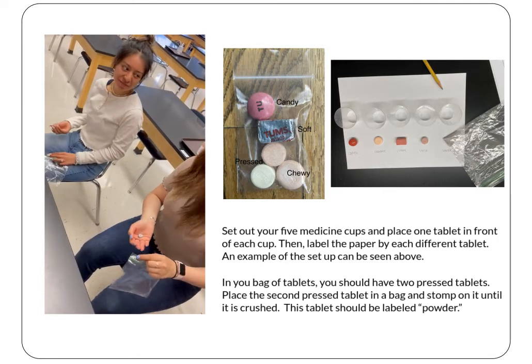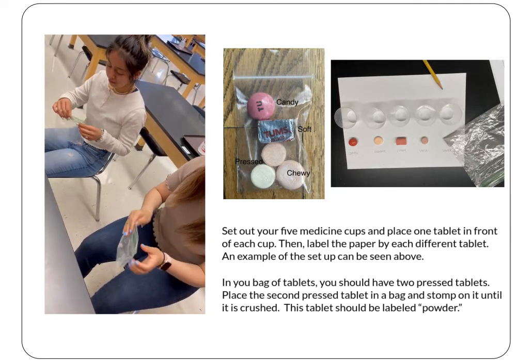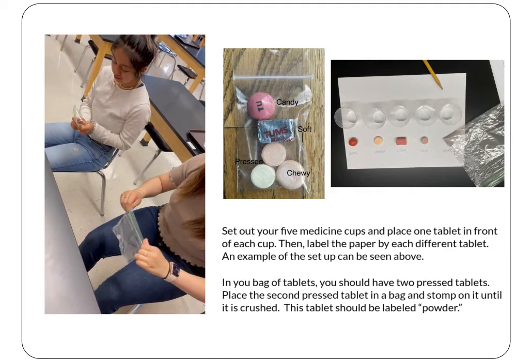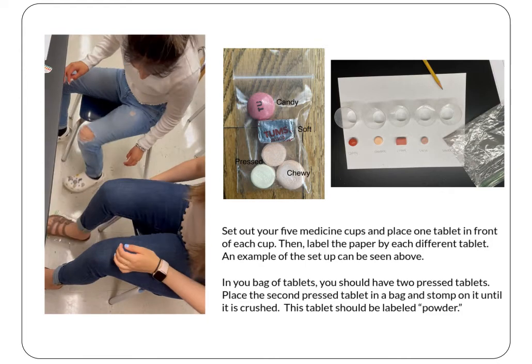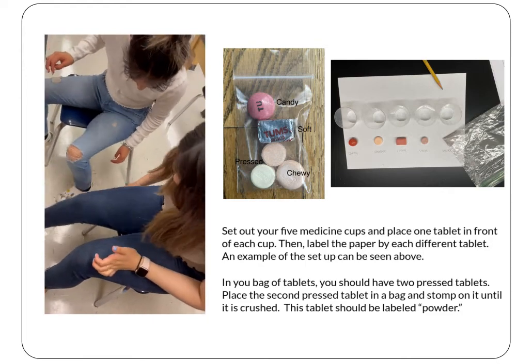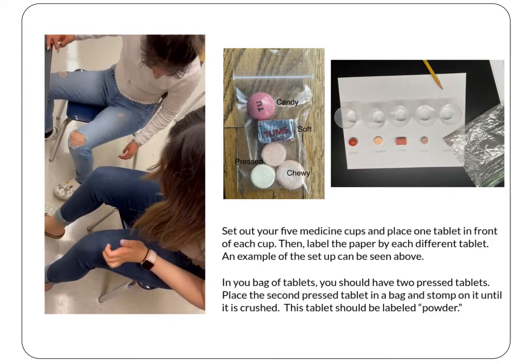Take the second pressed tablet, put it in a baggie, and stomp on it with your feet like you can see us doing in this video. It doesn't have to be perfect, but it needs to be in pieces when you finish. Once you finish doing this, you're going to label the paper powder.